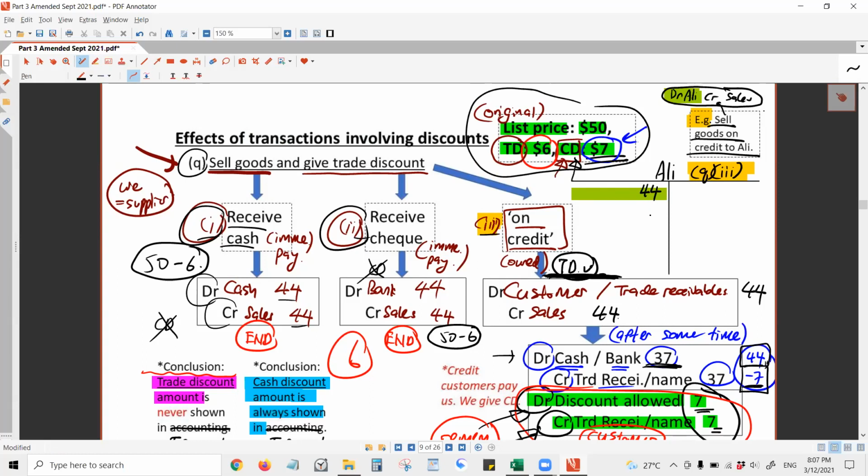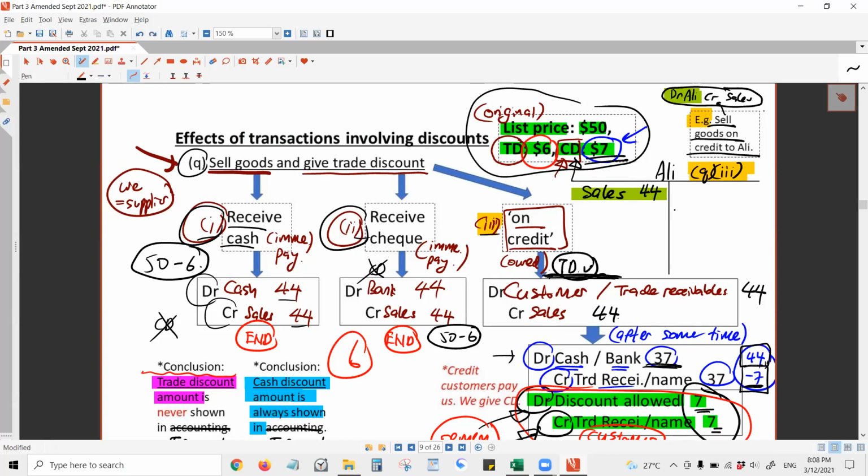Write the figure there first, always. When you record into T accounts, write numbers there first. Detail is sales. Detail is always the name of the other account. Please don't tell me this is debiting sales. That's wrong. This is debiting Ali.